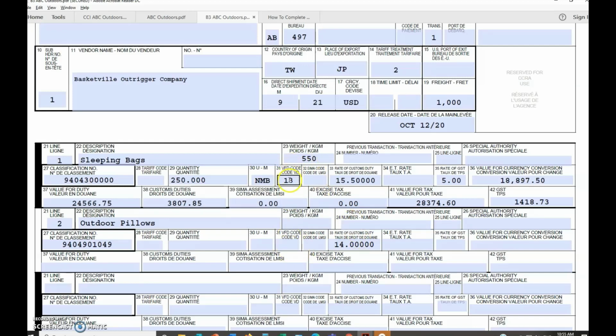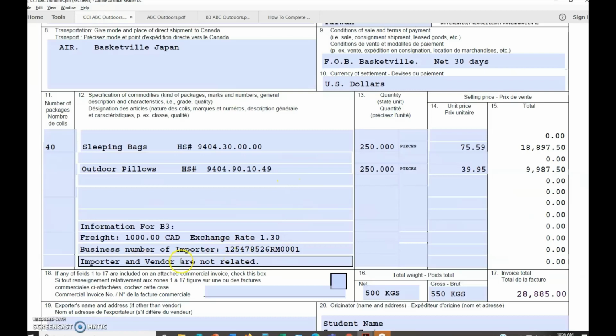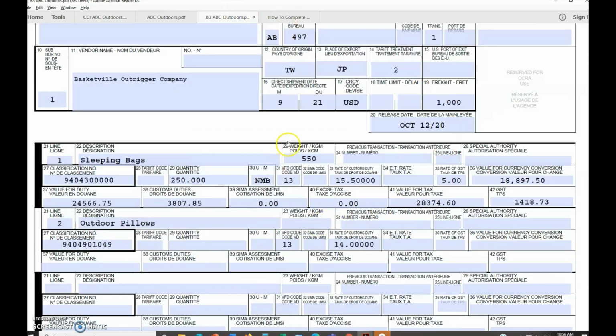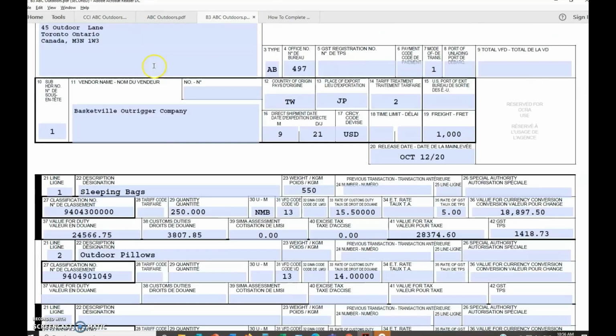Well, field 31, the companies are still unrelated, so we put the 13 back in there. If they were related, we put 23, but these would be the same. So if this was 23, this one would be 23, but they're both 13, because the importer and vendor are not related. So we declare that to customs and tell them that these two companies are not related.